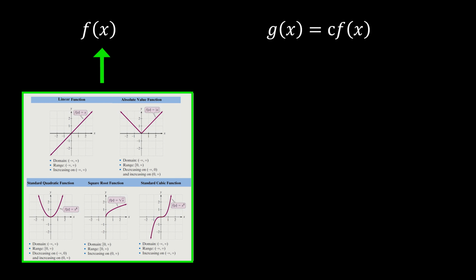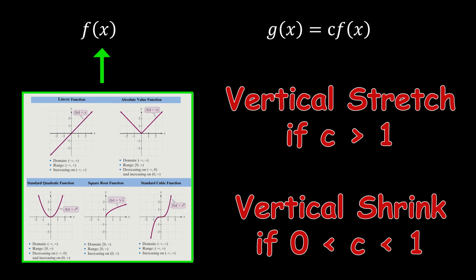Lastly, we will look at stretching and shrinking a function. If f of x is one of our parent functions and we tag some real number c in front of our function, one of two things can occur. Our graph will stretch vertically if c is greater than 1, or our graph will shrink vertically if c is between 0 and 1.